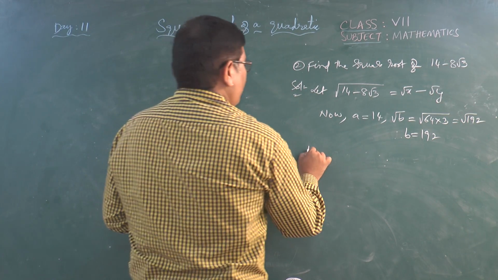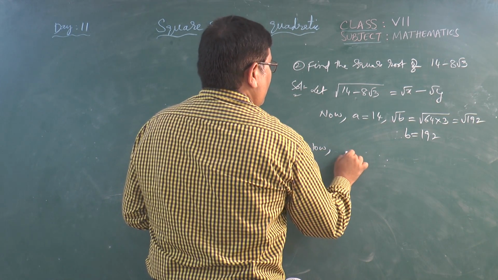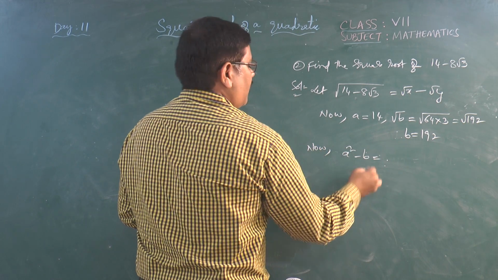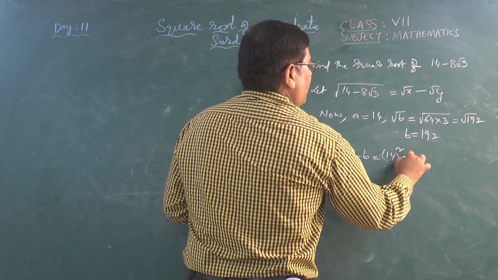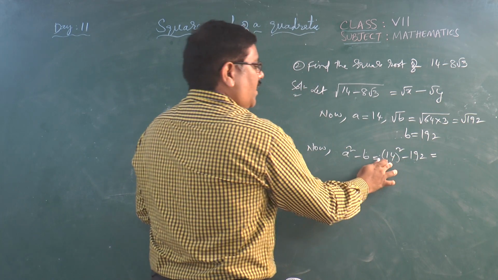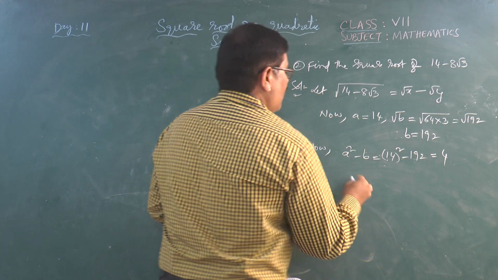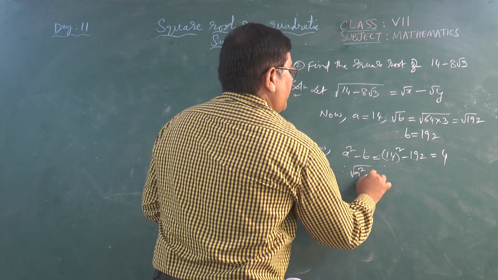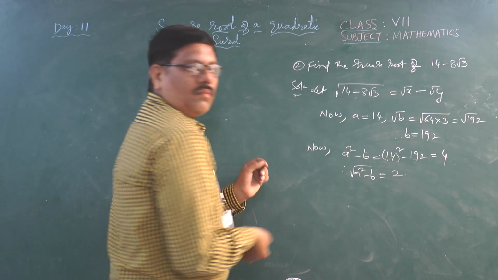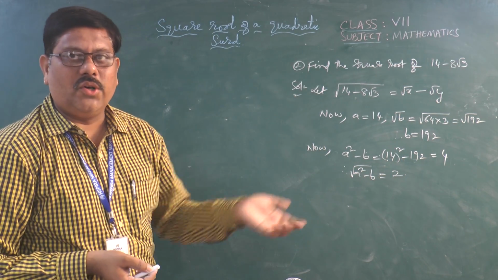Now, what do you need now? Now, we want a square minus b. That is otherwise 14 square minus 192. 14 square is 196 minus 192, that is 4. Therefore, let me write root over a square minus b here itself, that is going to be 2. Root over a square minus b is going to be 2.